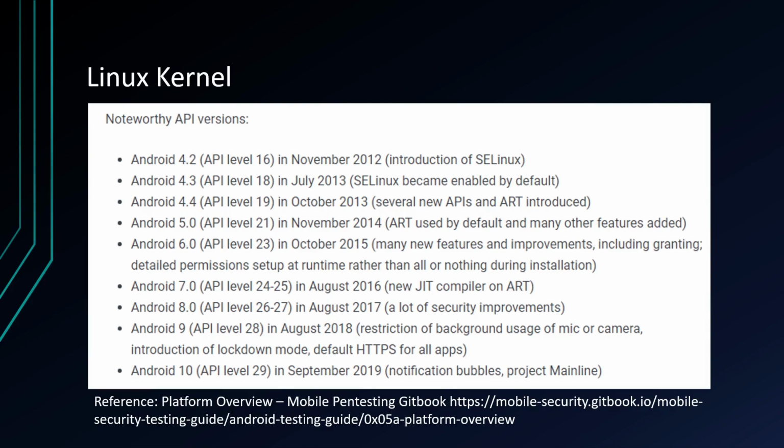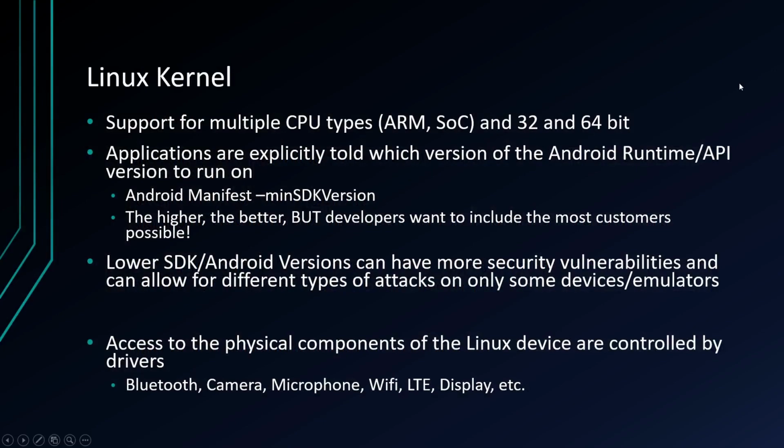Okay, so obviously Android is based on the Linux kernel, and back in November of 2012, Security Enhanced Linux, or SE Linux, was introduced. If you don't know anything about SE Linux, I definitely recommend reading up about it. It was not enabled by default until July 2013 with API Level 18, so something to consider when looking at previous versions of Android. You can see that the Android runtime was now used by default in November of 2014, and obviously, tons of improvements have been made to Android over time. Just some interesting versions of Android to know about.